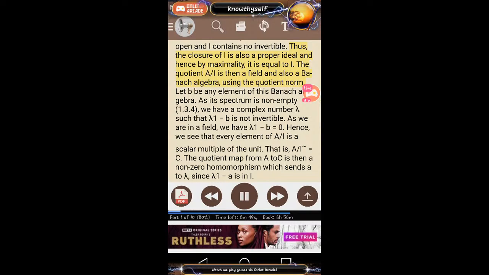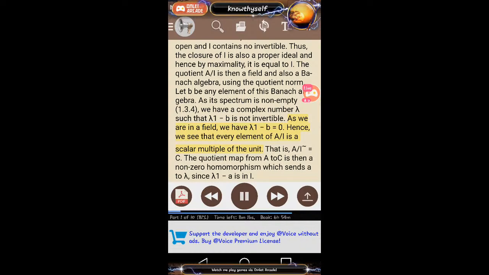The quotient A/I is then a field and also a Banach algebra, using the quotient norm. Let b be any element of this Banach algebra. As its spectrum is non-empty, 1.3.4, we have a complex number λ such that λ1 - b is not invertible. As we are in a field, we have λ1 - b = 0. Hence, we see that every element of A/I is a scalar multiple of the unit. That is, A/I equals C. The quotient map from A to C is then a non-zero homomorphism which sends a to λ, since λ1 - a is in I.